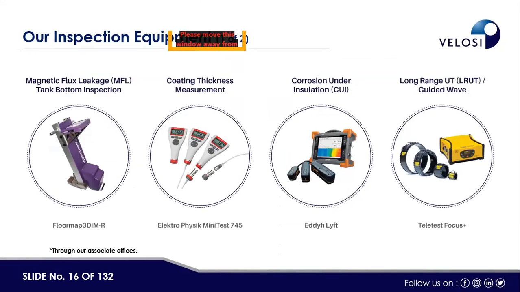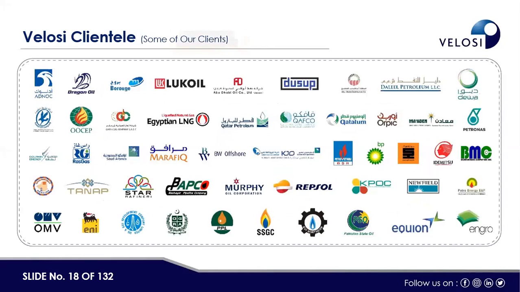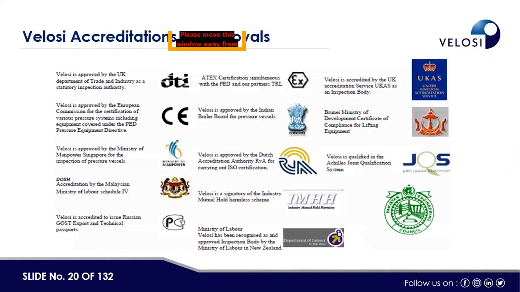Now, these are the various equipment that we use for carrying out various inspection services. Velosi has successfully executed 600 projects with 300 plus clients, including ADNOC, Dragon Oil, Saudi Aramco, TANAP, Sonatrach, Dolphin Energy, OSP, Repsol, BP, and many more to the list. Now, here are some of the certifications, accreditations, approvals, and memberships held by Velosi.